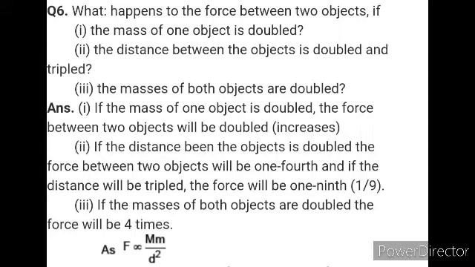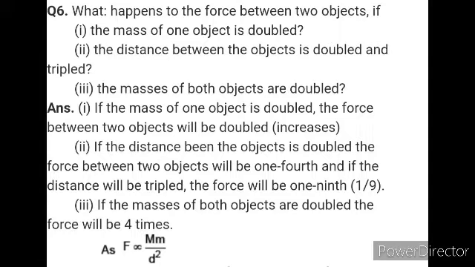Fine. Moving on to the second part, the distance between the two objects is doubled and tripled. On distance, the force is inversely proportional, and not on the distance but on the square of the distance. So if distance is doubled, force will be 1 by 2 square, that is 1 by 4. If the distance is tripled, that is 3 times, force will be 1 by 3 square, that is 1 by 9.